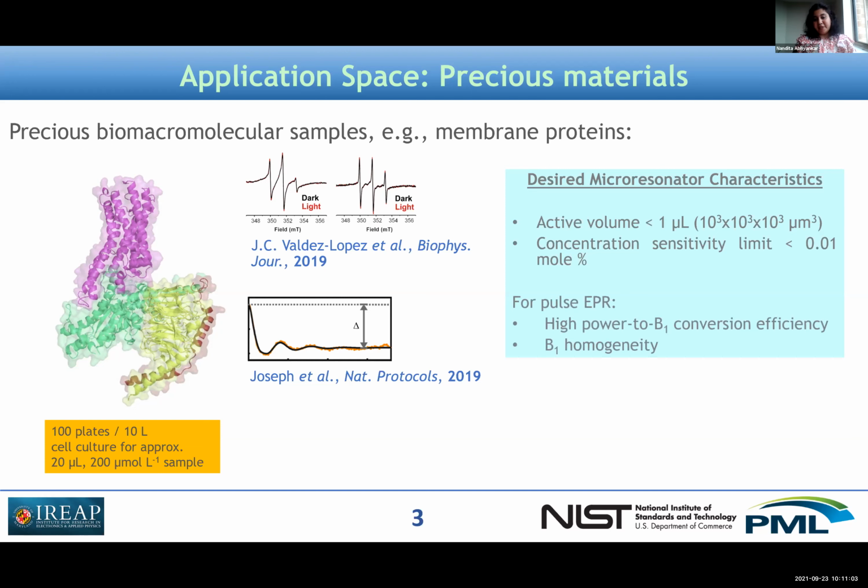In pulse EPR, there are a couple more requirements, which is that you should have an active volume which has a homogeneous microwave excitation field over it, and it should have a high power to field conversion ratio so that we can get short pulses, and the pulse length applies to the entire volume of the sample being studied.